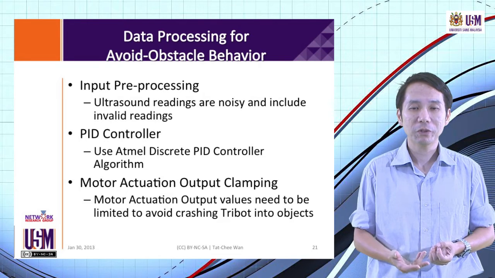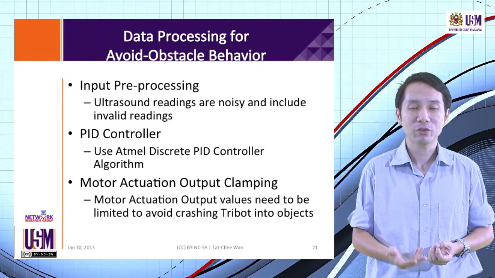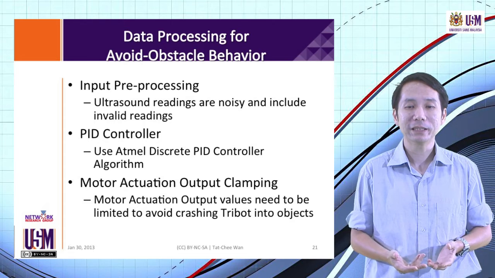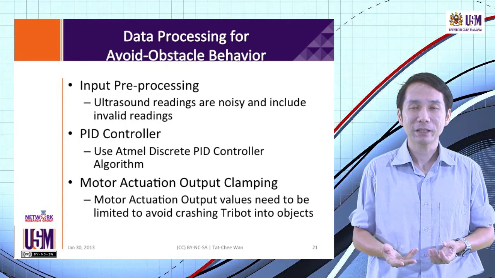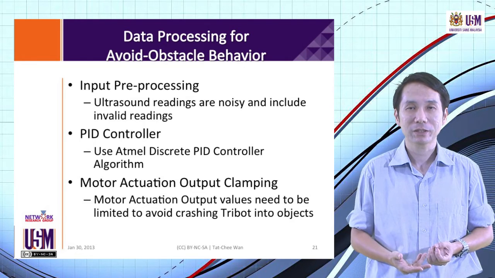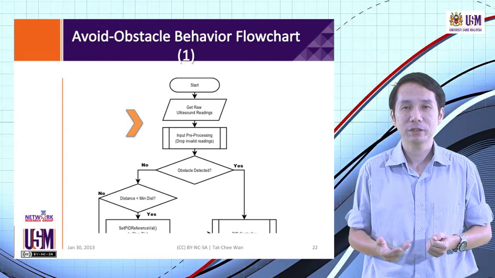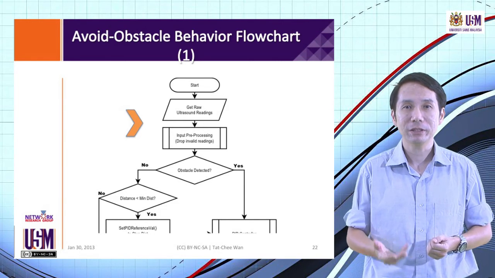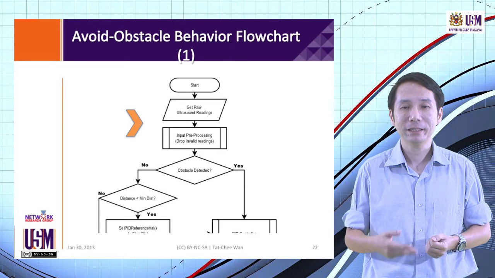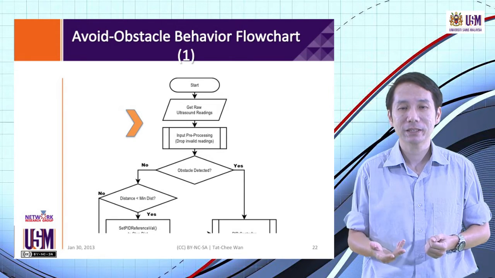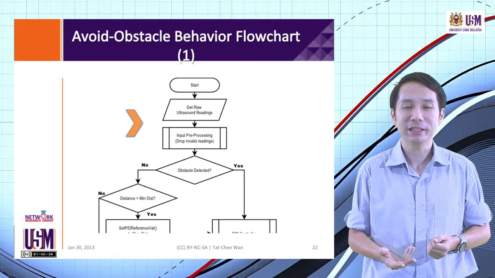So we will perform output clamping on the motor actuation output in order to limit the speeds that the Tribot will use, to avoid crashing Tribot into objects it has detected. Let's look at the flowchart of the avoid obstacle behavior. First, we start with getting raw ultrasound inputs. And these inputs will then be pre-processed to drop any invalid readings.